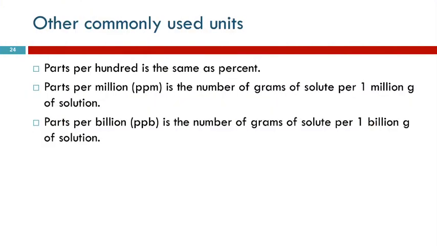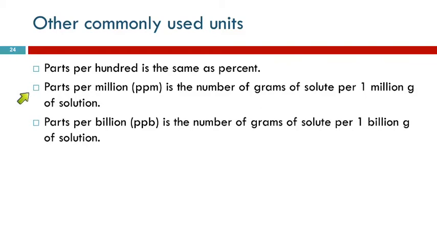So other related units: parts per 100 is the same as percent. Parts per million, ppm, is grams of solute per million grams of solution. Parts per 100 is how many grams per 100. So you take the part divided by the whole times 100. Parts per million is the part divided by the whole times a million. And parts per billion is the part over the whole times 1 billion.